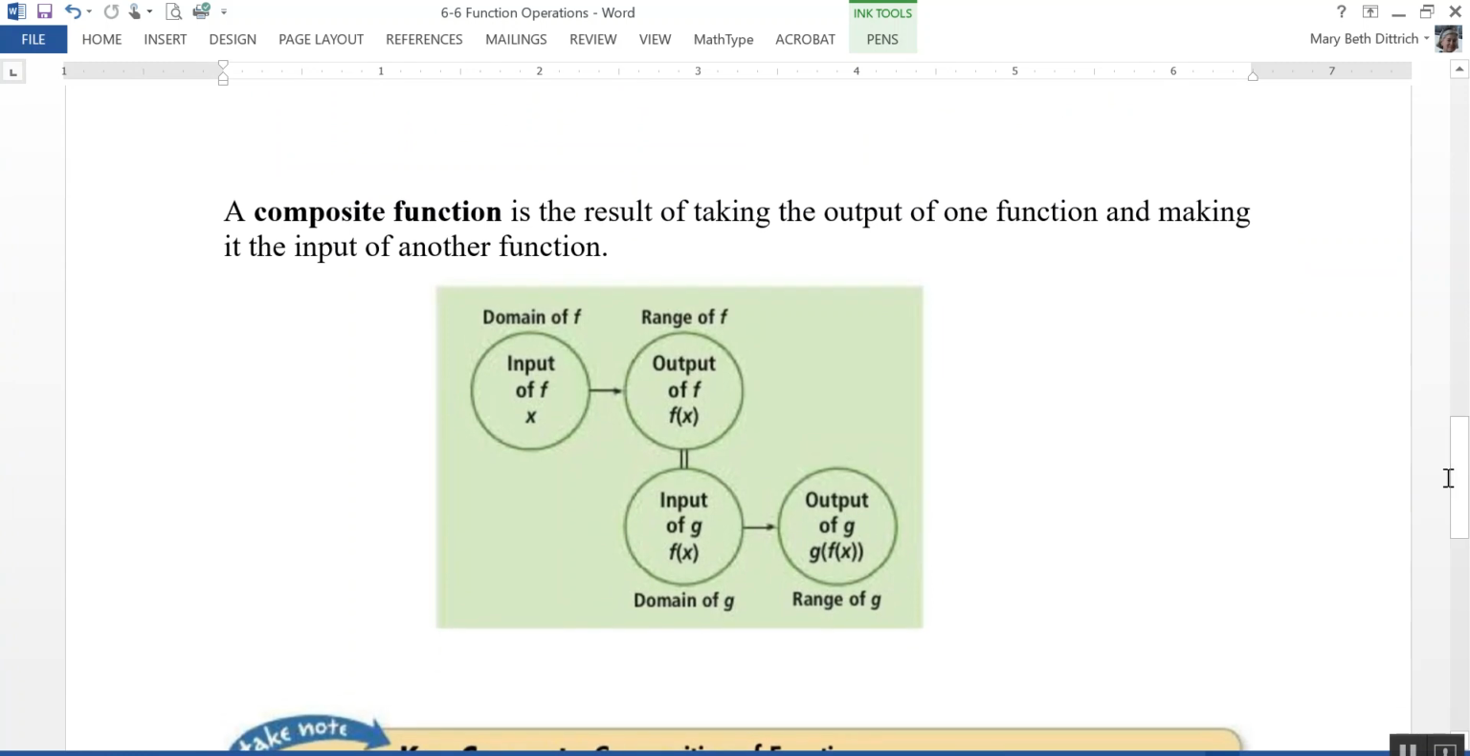A composite function is the result of taking the output of one function and making it the input of another function. Here's a little chart from your textbook. So here we have function f, and the domain of f is the input.